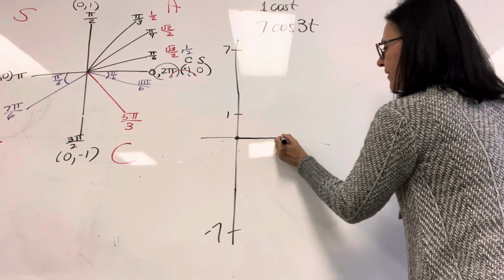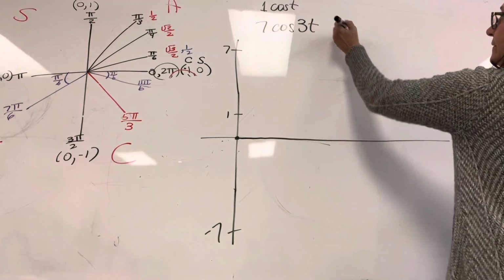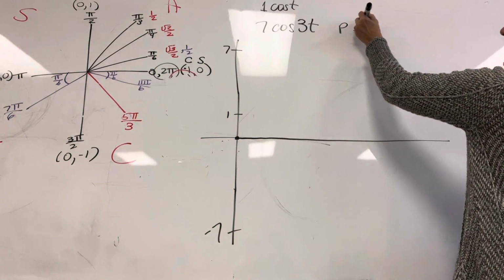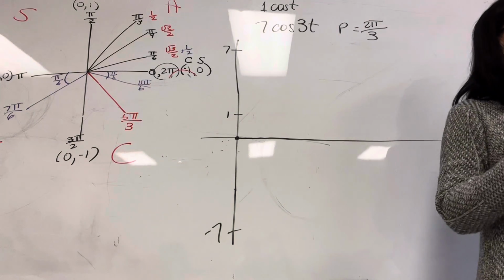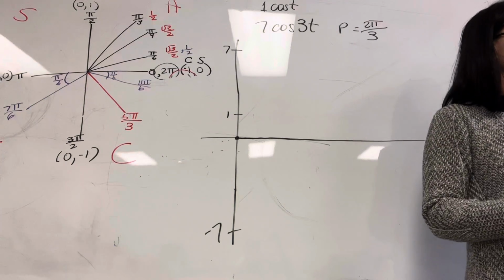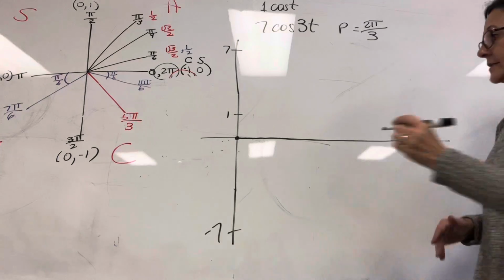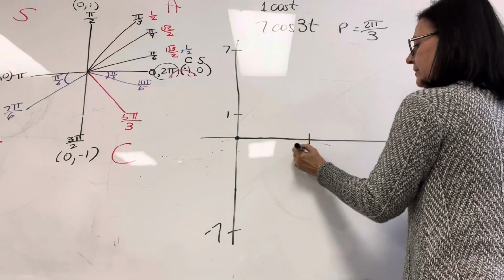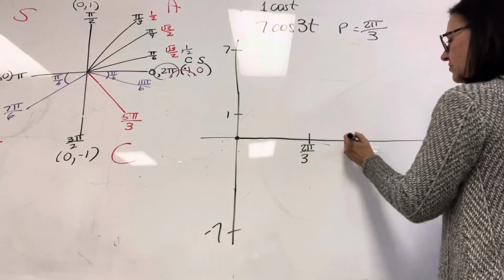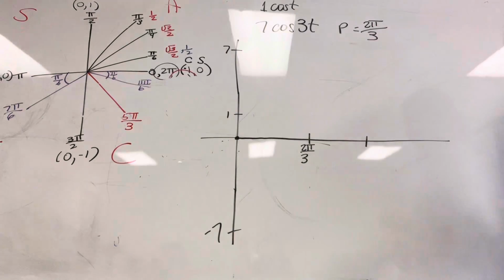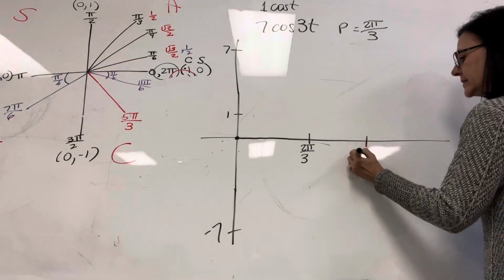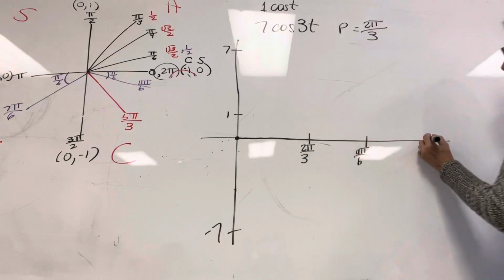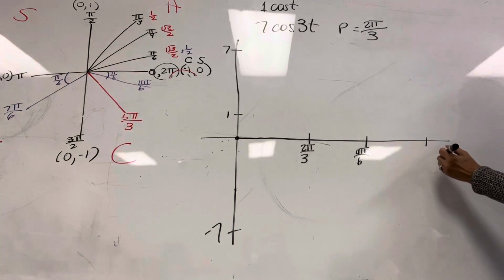And so what's my period? 2/3 pi. It's 2 pi over 3. So it's going to complete one cycle every 2/3 pi. All right, so let's do that. 2 pi over 3. What's another 2/3? 4 pi over 6. And another 2/3, 6 pi over 9.